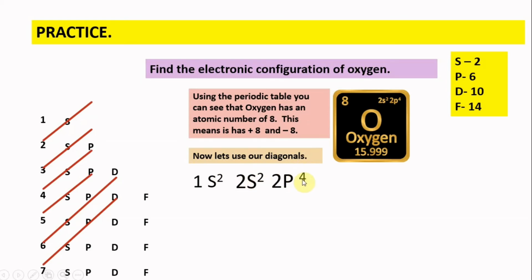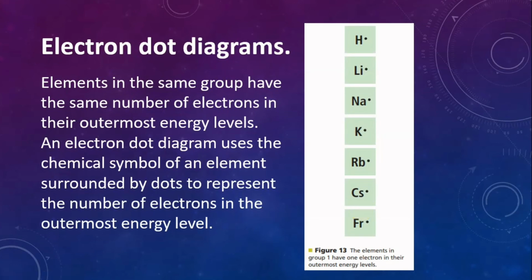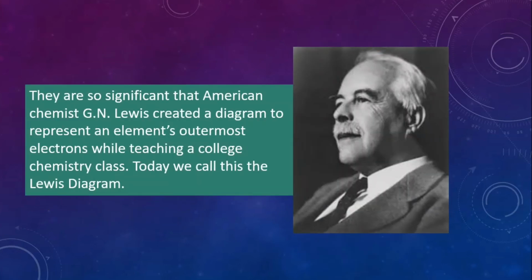Electron dot diagrams. Elements in the same group have the same number of electrons in their outermost energy levels. An electron dot diagram uses the chemical symbol of an element, surrounded by dots to represent the number of electrons in the outermost energy level, as you can see in this chart. So, for example, hydrogen has only 1 and is represented with 1 dot. They are so significant that American chemist G.N. Lewis created a diagram to represent an element's outermost electrons while teaching a college chemistry class. Today we call this the Lewis diagram.